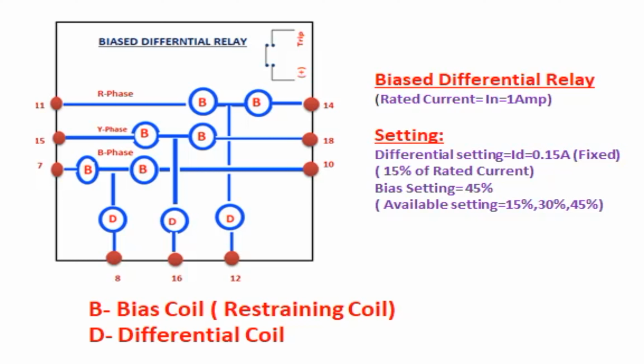Setting of the relay. Rated current In equal to 1 ampere. Differential current setting ID is 0.15 ampere. It is nothing but 15% of rated current. Bias setting is 45%. In this relay, available bias settings are 15%, 30%, 45%.